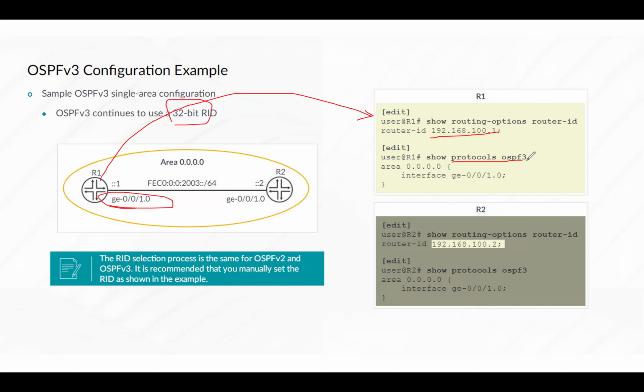Go to the OSPF3 section and add this interface under the area. The area can be 0 or another area; basically, that depends on your topology. There are only two routers, and both routers are in the backbone area, or area 0. That's why we configure area 0 and add the interface. Similarly, in router 2, first set the router ID and add the connected interface in OSPF. So that is the sample configuration of OSPF version 3.